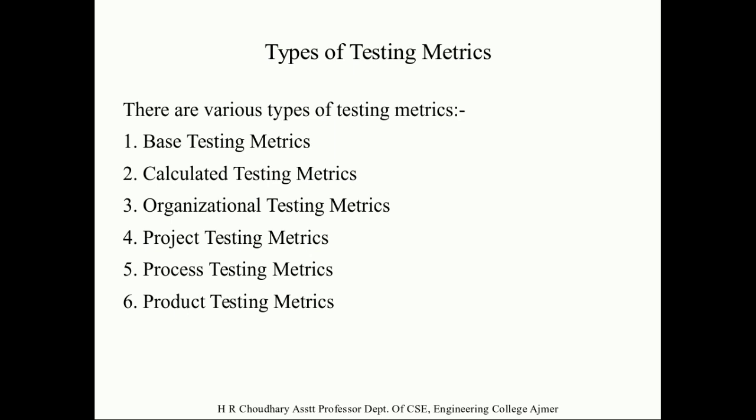Now project testing metrics. Project testing metrics relate to the precise project, and they are useful in monitoring and controlling an explicit project. The ratio of actual to planned system test effort is one project metric.